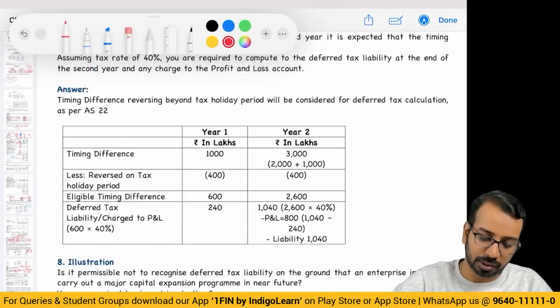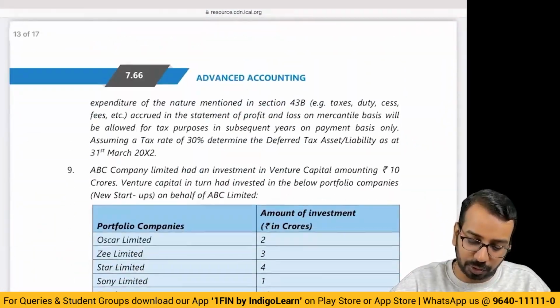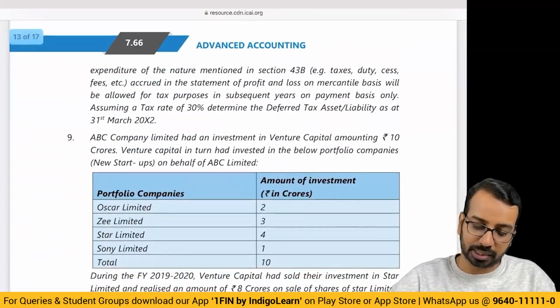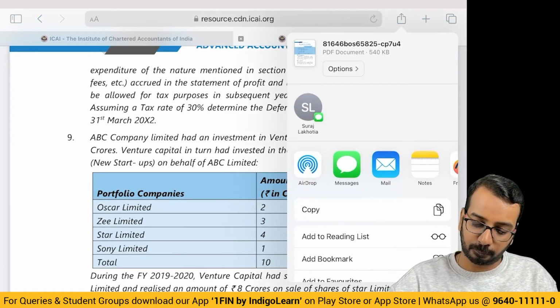Again, similar concept here. Then they have added one unique type of question here. I just pull this up in the notability so that I can discuss this.